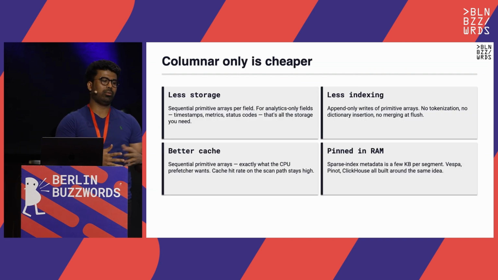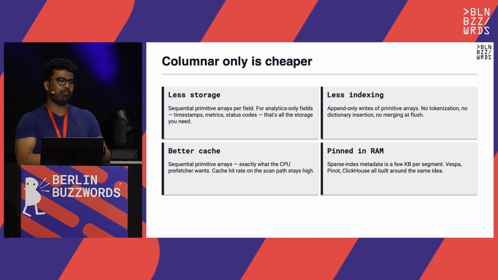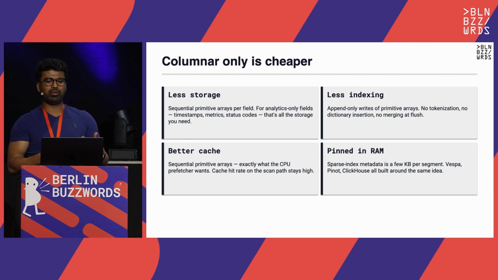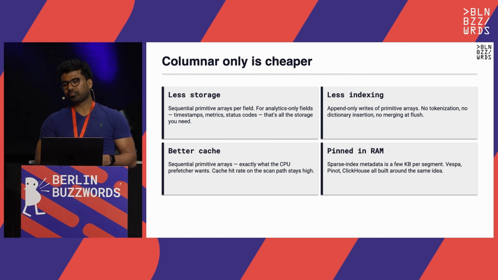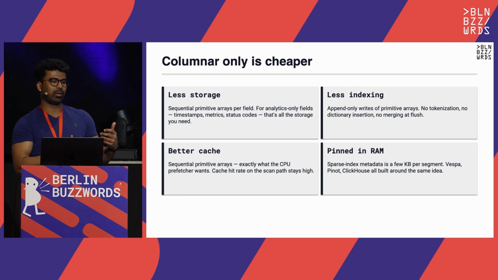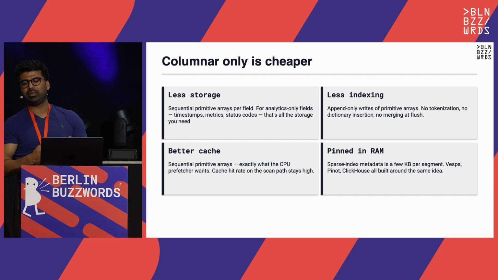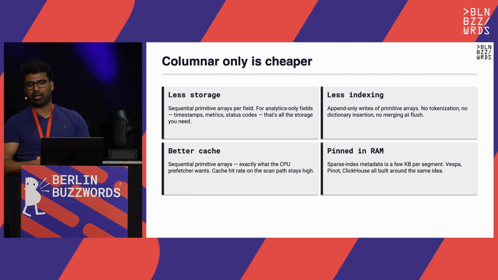Now, columnar-only storage is naturally cheaper, right? Because it's not only a query time win, but it is cheaper across the whole system. Without the inverted indices for analytics fields like timestamp, metrics, status code, overall storage is much lower. Sparse index metadata can fit in RAM. So you can have something like min max per 4K doc blocks, right? Which is very small in size, probably a few KBs per segment. And you can then use that metadata to skip over blocks efficiently without doing any IO.